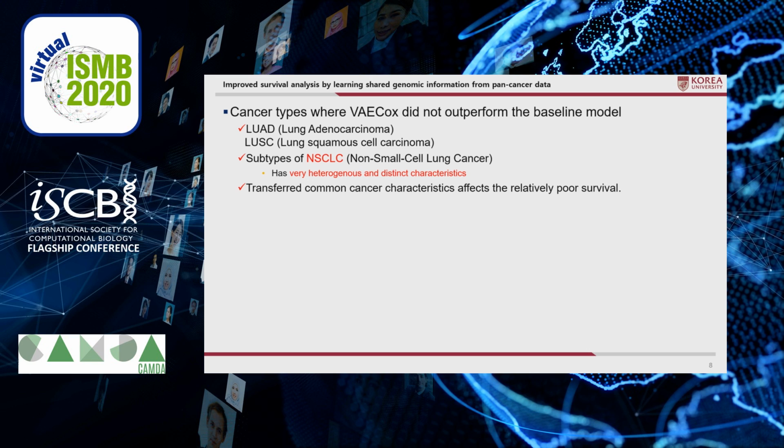Both cancer types are subtypes of non-small cell lung cancer. And we all know that non-small cell lung cancer is well known to have very heterogeneous and distinct genomic characteristics. So we can find that the transferred knowledge about common cancer characteristics of gene expression has a rather negative effect on the survival prediction model for these two cancer types.